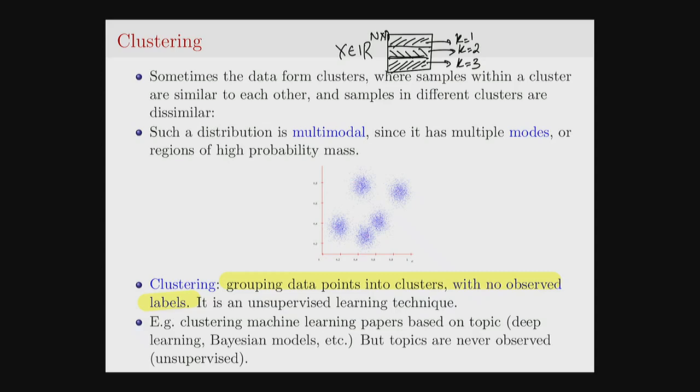So let me pause here to see if folks have any questions about the idea of a distribution being multimodal, or what it means to identify what these kinds of modes are with an algorithm like clustering.